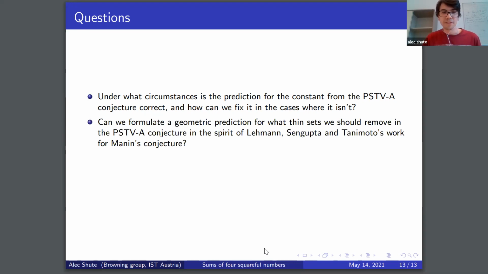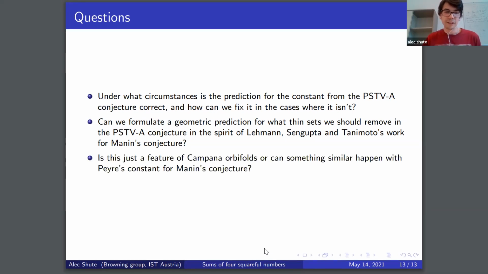Secondly, particularly seeing we have this situation quite often where we have these accumulating thin sets, it would be quite nice to formulate a geometric prediction for what thin sets we should be removing, in the spirit of the work by Lehmann, Sengupta, and Tanimoto, which they did for Manin's conjecture. And then finally, we could ask, is the kind of thing we had here just a feature of Campana orbifolds, or could anything similar possibly happen for pairs' constant in Manin's conjecture?